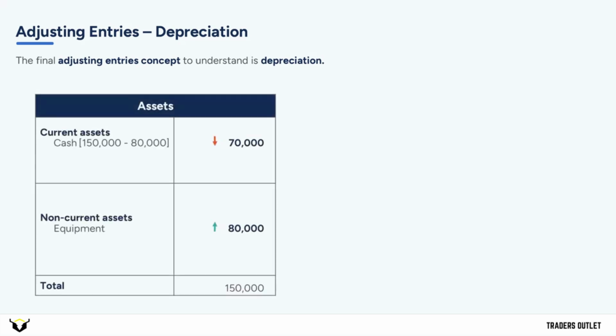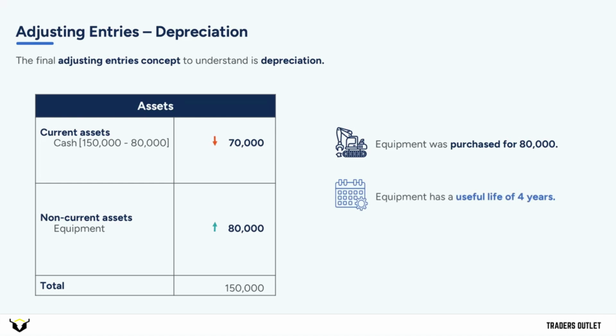Remember in our original balance sheet example, we purchased equipment with a value of 80 and recorded it as property, plant, and equipment under non-current assets. Let's now assume that the equipment has a useful life of 4 years and that we're going to use that asset very evenly over those 4 years, and that at the end of the 4 years, we believe the asset will have a value of about 30. In other words, we'll be able to sell that used asset for 30 in the market. We call that a residual value or scrap value.